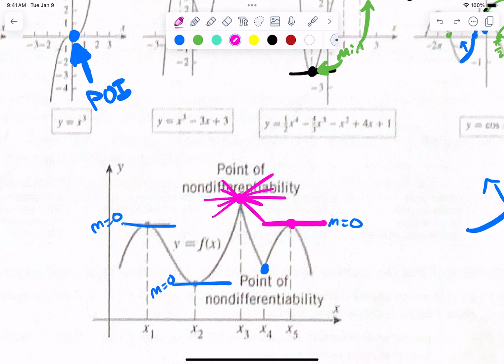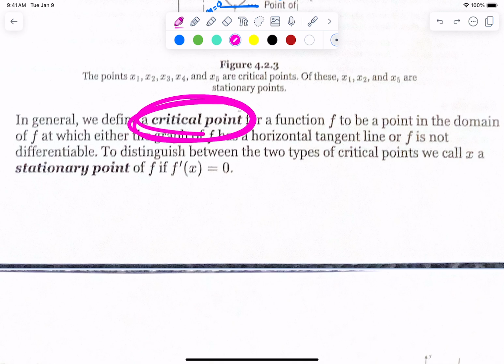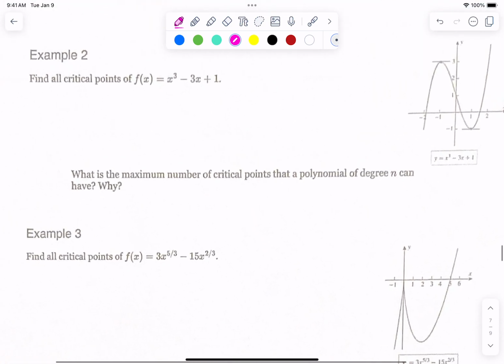So to find max and mins, we need to set the derivative equal to 0. Yes. And then plug in and find where he's increasing, decreasing, and that will tell you max and min. Okay, these are called critical points. By the way, circle the word critical point. We've already established that those are critical points. Let's move on to example 2.